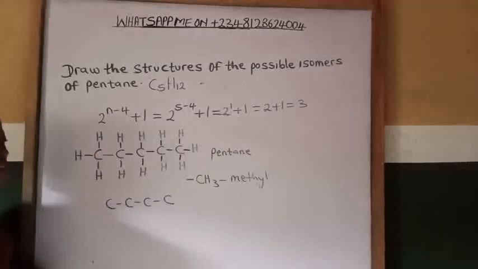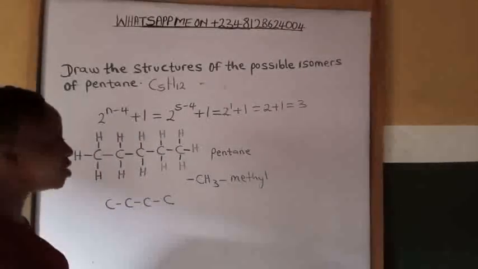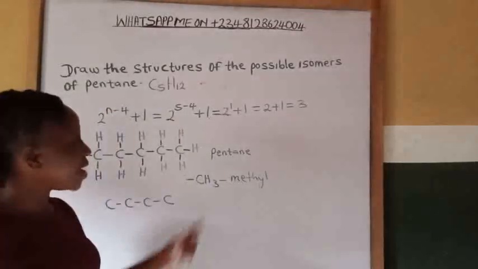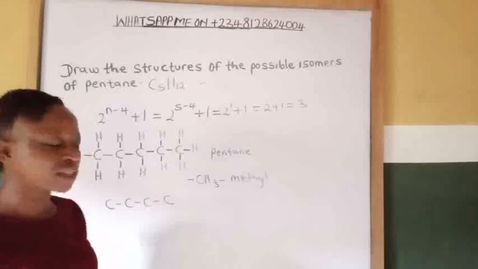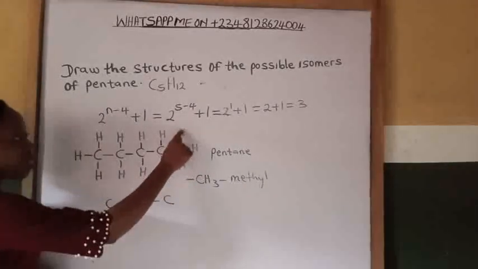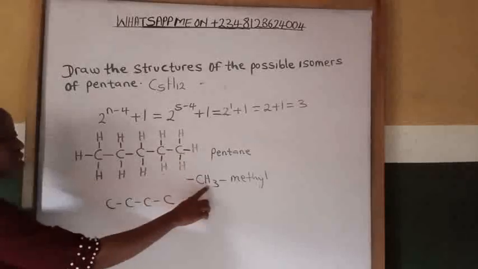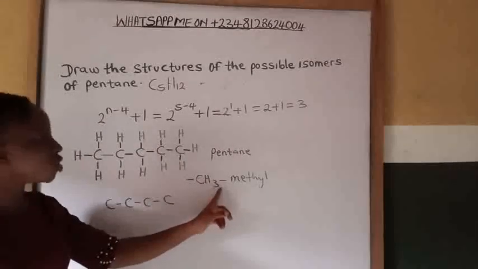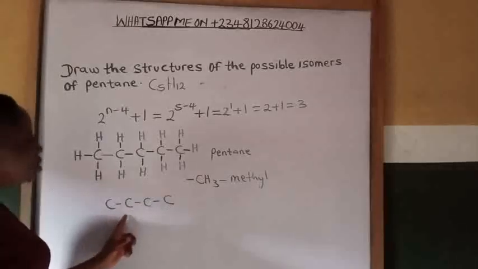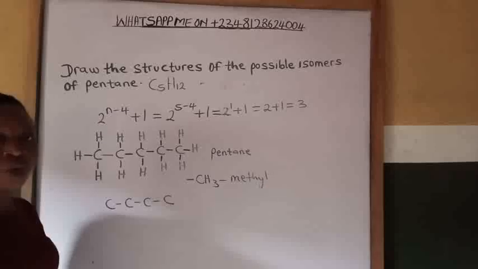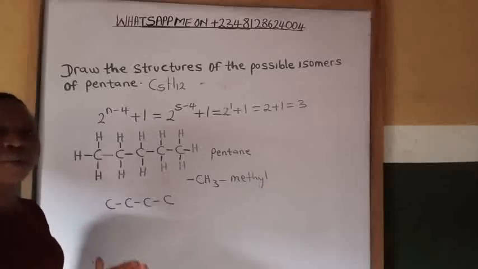CH3 is called methyl. Methyl is under alkyl, and methyl is always a substituent. So you have removed CH3, that is 1 carbon atom with 3 hydrogen atoms. The rule is that you can place this CH3 on any of these carbon atoms, but you must not place it on the terminal carbon atoms.